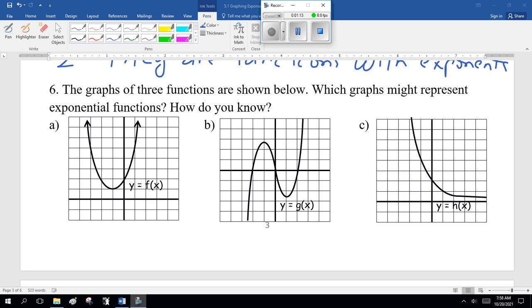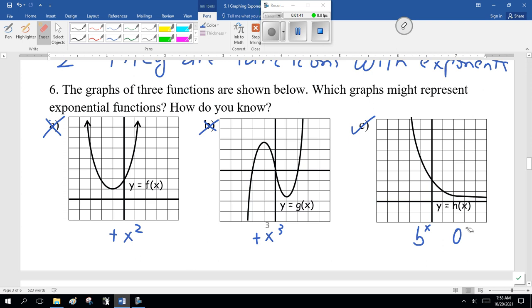How do you know? Well, offhand, no, because this looks very much like a plus x squared. Offhand, no, because this looks like a plus x cubed. Notice I'm not looking for the equation itself. I just want you to recognize the general shape. This does look like an exponential function. And since it's decreasing, the base is greater than 0, not greater than or equal to, it can't equal 0.